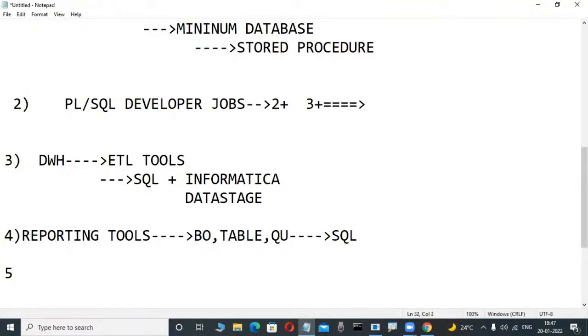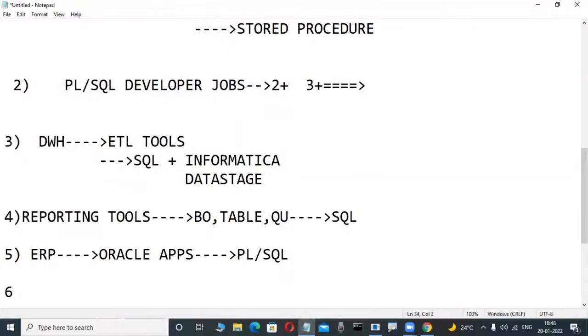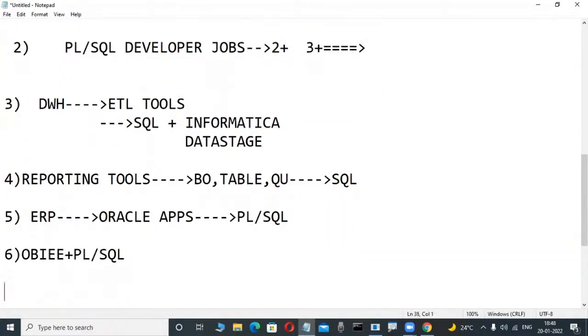Again, some programmers are interested in the ERP side: Oracle Apps. Oracle Apps is an ERP, like SAP, Oracle Applications 11i. These persons need very good knowledge of PL/SQL, and they also learn these courses. Again, OBI programmers, with this product and PL/SQL jobs, also learn these courses.